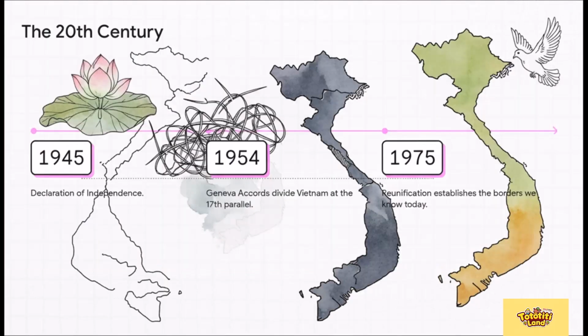Of course, the 20th century brought one last really painful division right at the 17th parallel, which happened after the war with the French. It actually wasn't until 1975 that the country was fully reunified, finally cementing the territory that had been forged over that entire last 1,000 years.